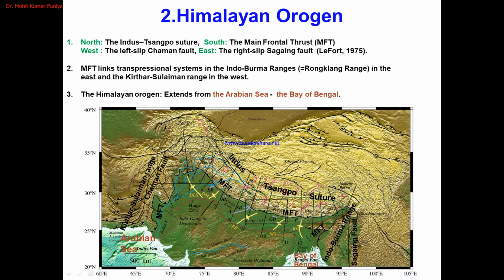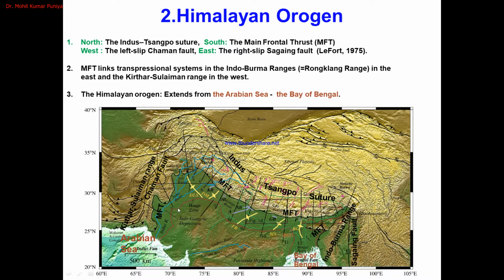Chaman Fault is a left slip fault. It's a left slip fault, and the eastern portion is demarcated by the Sagaing Fault. Sagaing Fault is a right slip fault. Okay, the Himalayan orogen extends from the Arabian Sea to the Bay of Bengal, as we can see. The extension of the Himalaya is approximately 2300 kilometers, and the width varies from 140 to 240 kilometers.